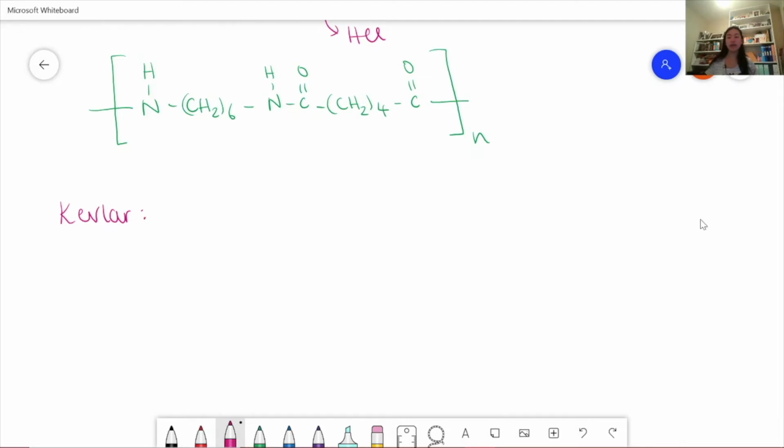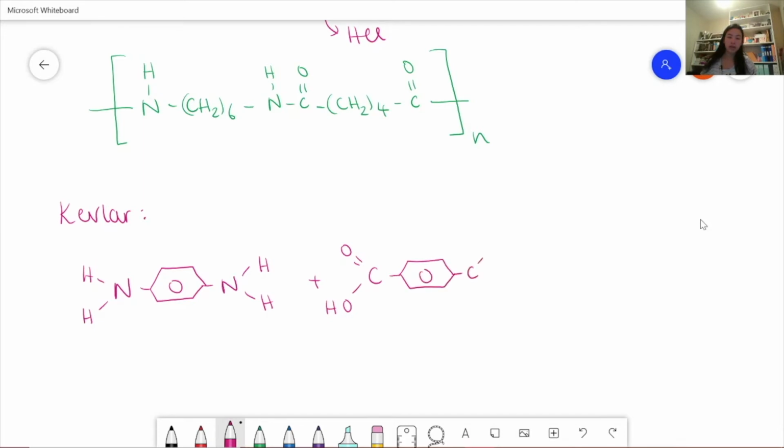So Kevlar is another polymer which is made from condensation polymerisation, and it's made from the monomers benzene 1,4-diamine and benzene 1,4-dicarboxylic acid. So we have NH2 and then a benzene, then a nitrogen, and then another 2 hydrogens, and added with this dicarboxylic acid, like this, plus dot dot dot, plus dot dot dot.